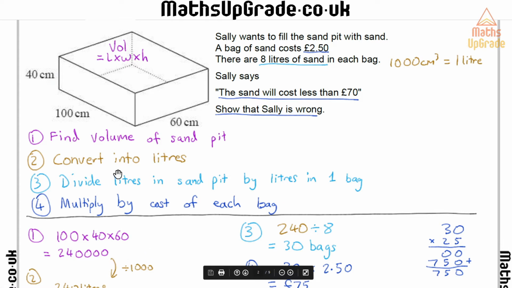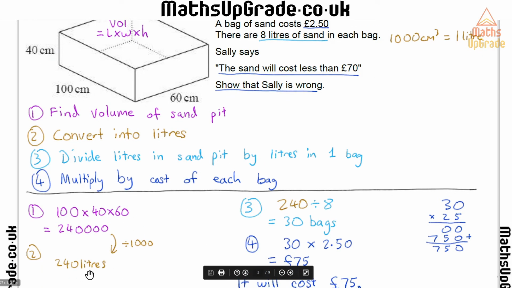So now I need to convert this into litres. So you need to recall this information. 1,000 centimeters cubed is equivalent to 1 litre. So if I'm going to turn this into litres, I need to divide this by 1,000, and that gives me 240 litres.